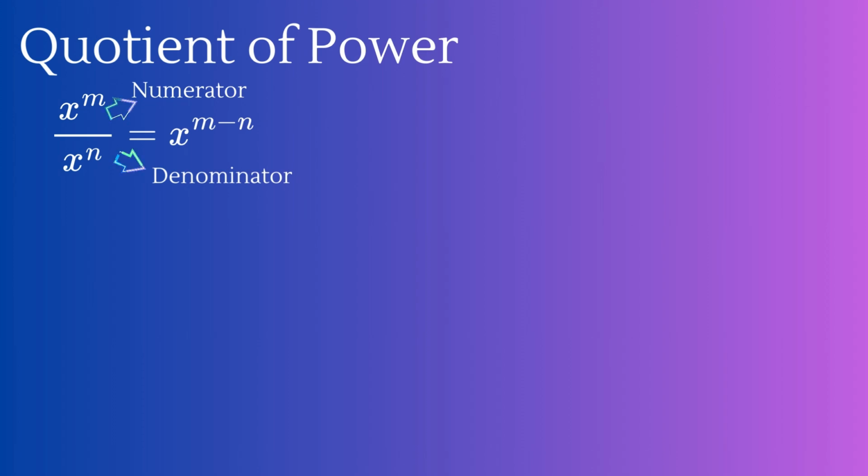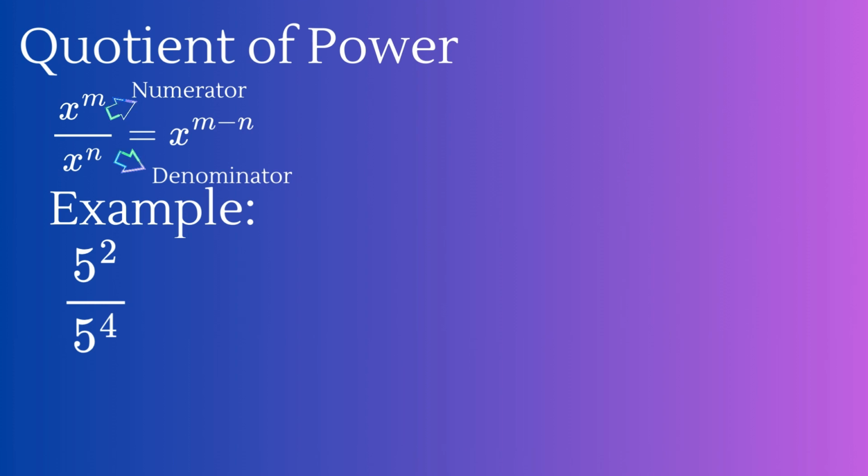Okay, moving to the example, 5 squared divided by 5 raised to the power 4. So we are going to take the base only once, so we are going to write only once the 5. Okay, so 5 raised to the power 2 minus 4, we just subtracted the power of the denominator from the numerator. So 2 minus 4 would become minus 2, so it would be equal to 5 raised to the power minus 2.